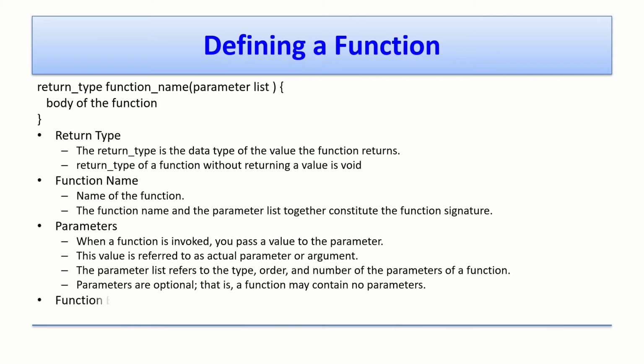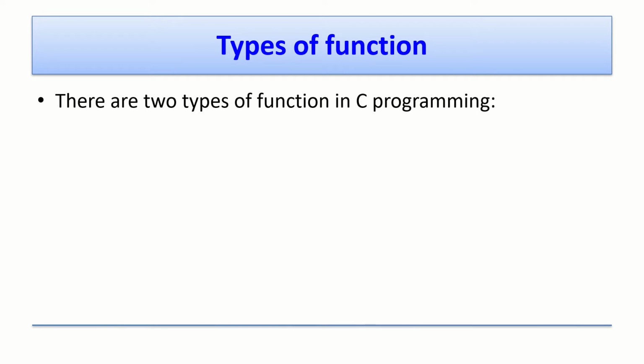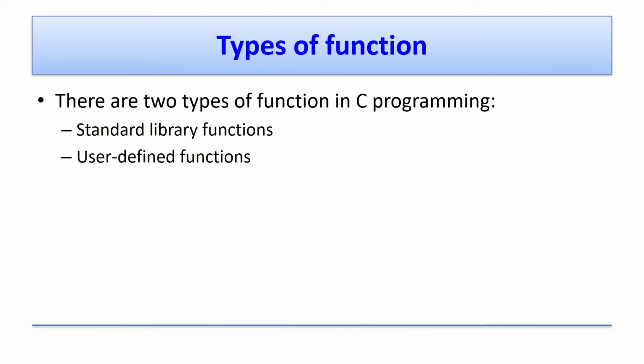All right. So next one is the function body, or the function implementation, right? The function body contains the collection of statements that define what the function does. So in the function implementation, we have to define a set of statements. Okay, and then types of functions. There are two types of functions in C programming, all right? The first one is standard library functions, which are already used in our programming, and the next one is user defined functions, right?